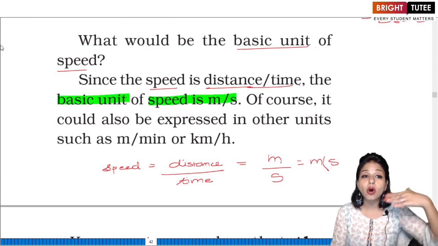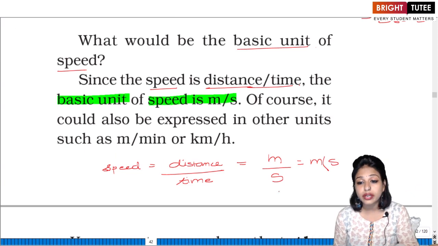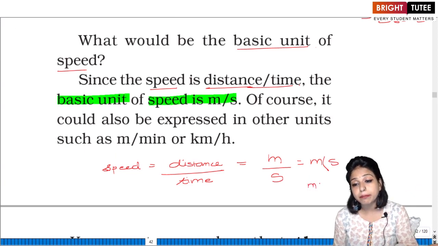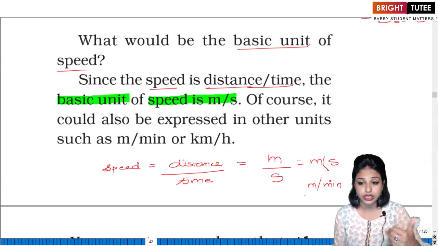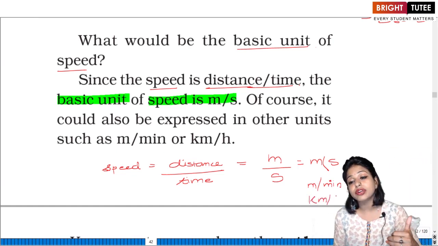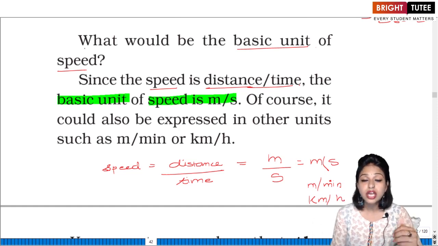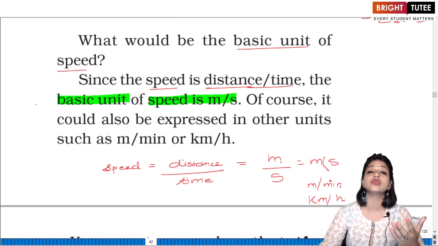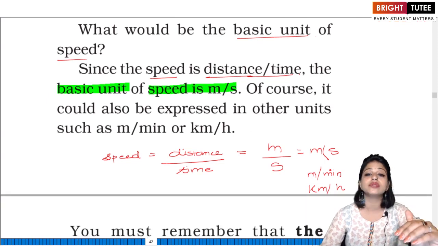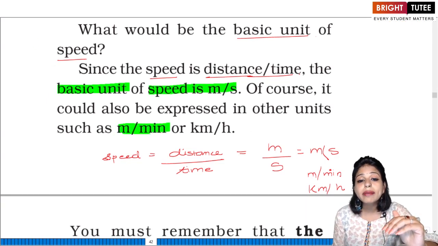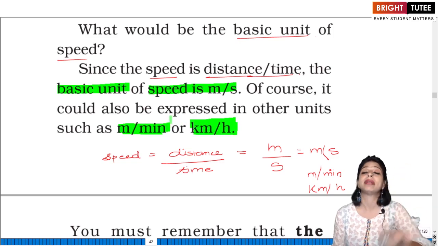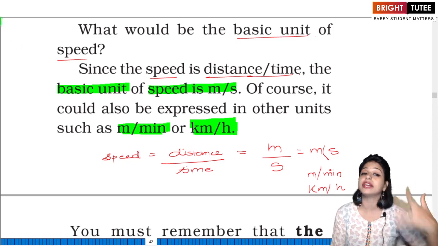Now of course it can also be expressed in other ways. We can also have units like meters per minute. Why do I write minute as min? Because m and n can be confusing. Or it can also have a unit of kilometer per hour. So as we have defined, there are various units of time, and even various units of speed are feasible. It only matters whether you are measuring your distance in kilometer, your time in hour, or in meter, minute, or second.